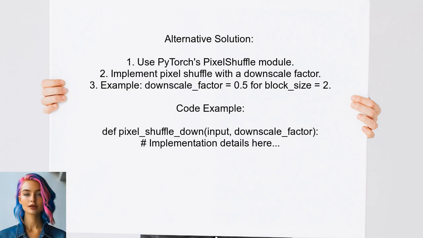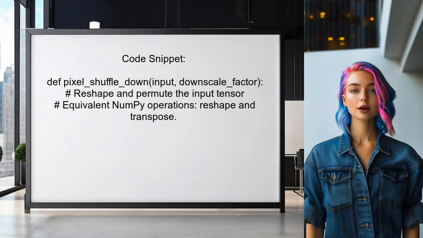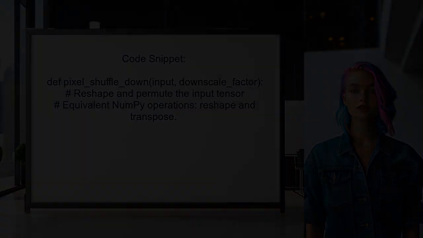An alternative approach suggested by a user involves using the pixel shuffle module in PyTorch. This module can be adapted to mimic TensorFlow's space_to_depth function by implementing a pixel shuffle with a downscale factor. For example, a downscale factor of 0.5 corresponds to a block size of 2 in space_to_depth. The user provides a code snippet for the pixel shuffle down function, which reshapes and permutes the input tensor to achieve the desired output. They also mention that in NumPy, similar operations can be performed using reshape and transpose.